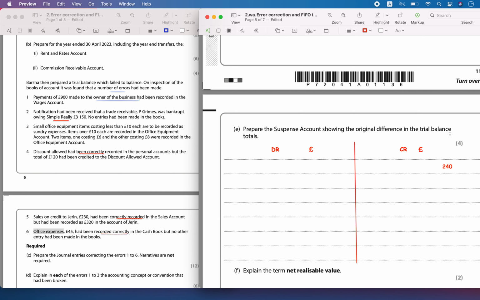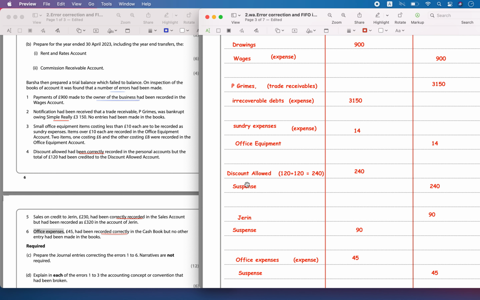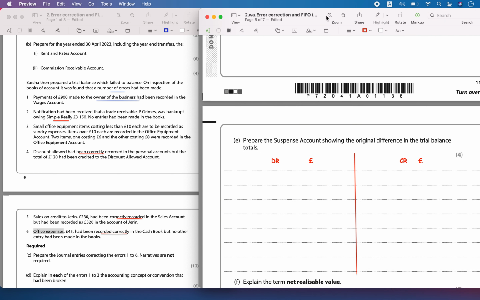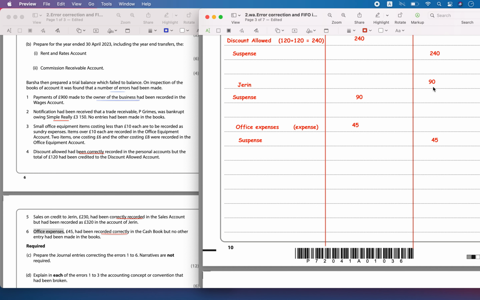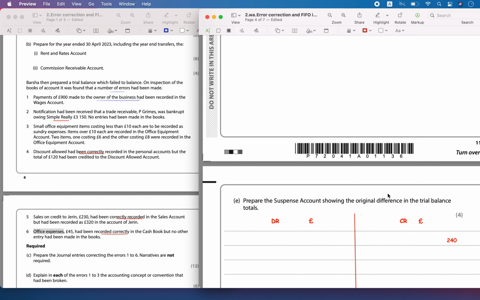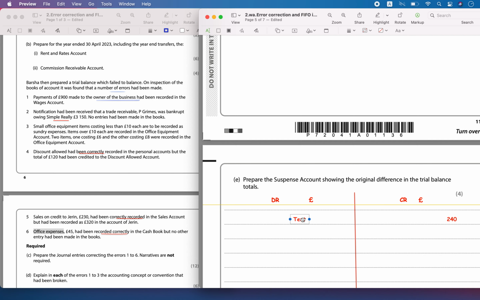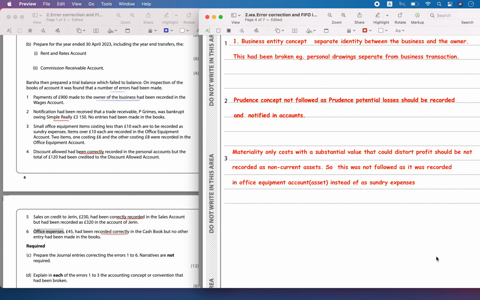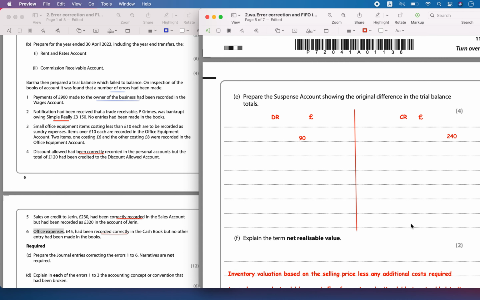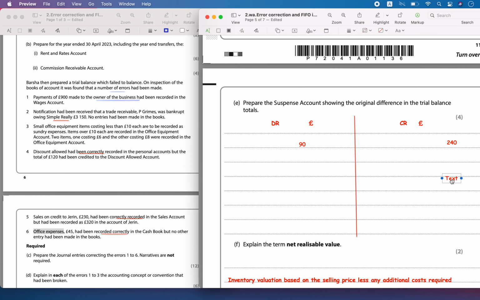Then prepare the suspense account showing the original difference in the trial balance. We had already prepared the journal entries, so whatever appears on the credit side, we will start including on the same side. 40 was appearing on the credit side, and 90 was appearing on the debit side. So let's include those and name what each was: 90, and here 45 pounds on the credit side. Now we have to write the dates and from whose account it has come.